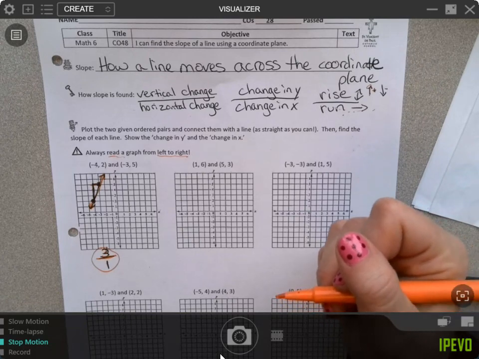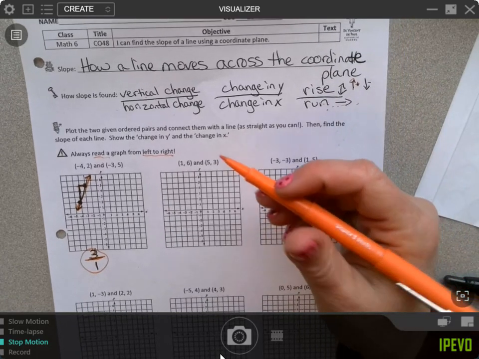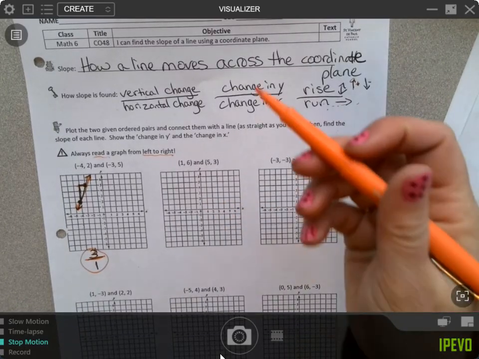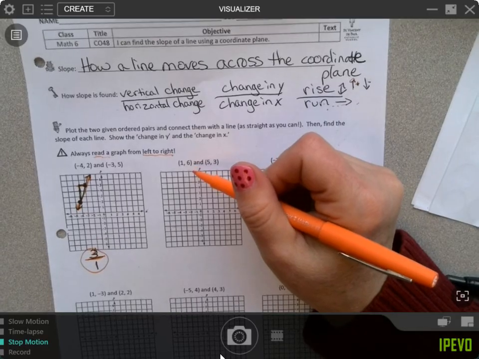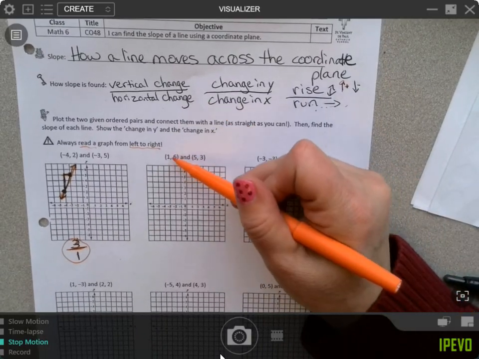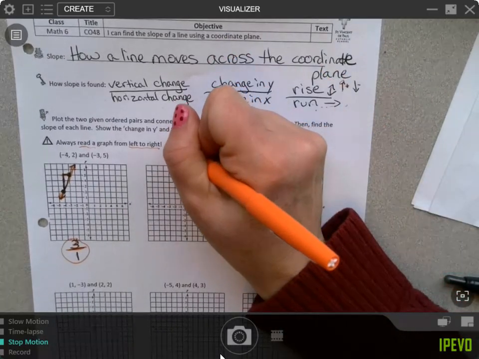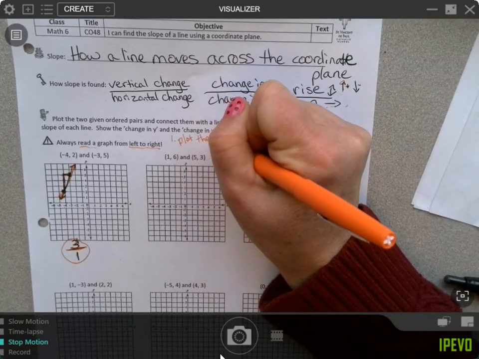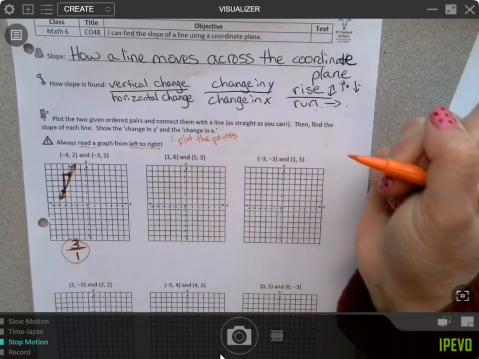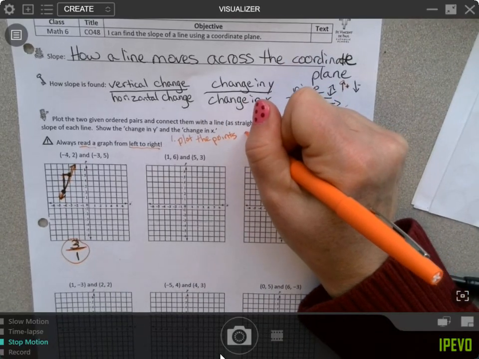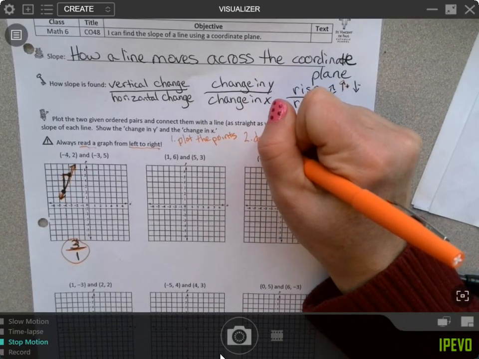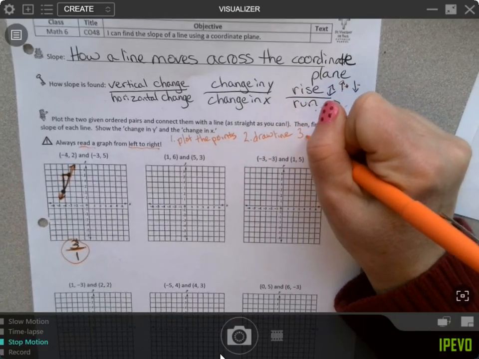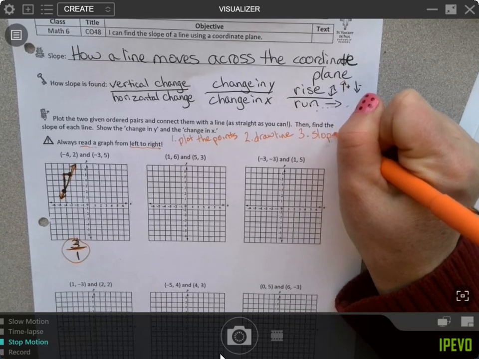So now we're going to try it again on this middle one. And I want you to try it yourself, and then we're going to see how we did. So step 1 is to plot the points. Plot your 2 points. Then step 2 is draw your line. And step 3 is to find the slope.